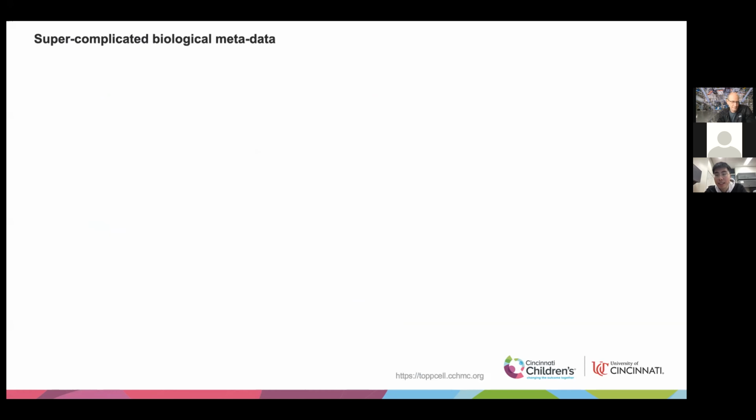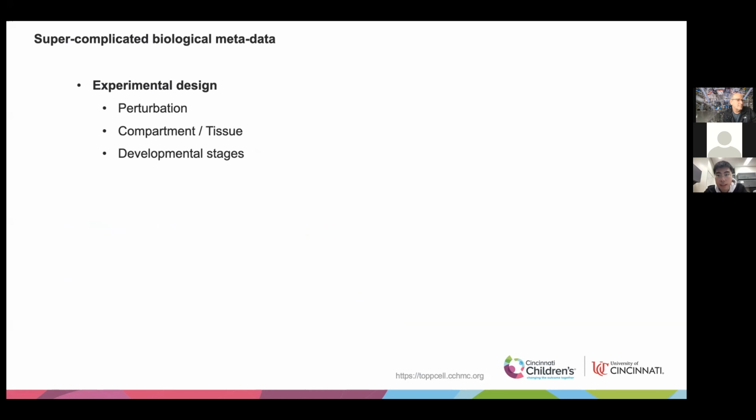And as I mentioned in other presentations, one of the highlights in ToppCell is that it can handle super complicated biological metadata in single cell data, which is gaining more and more popularity. And with more and more data generated, more people care about different experimental designs instead of just doing the cell atlas in the healthy donor.